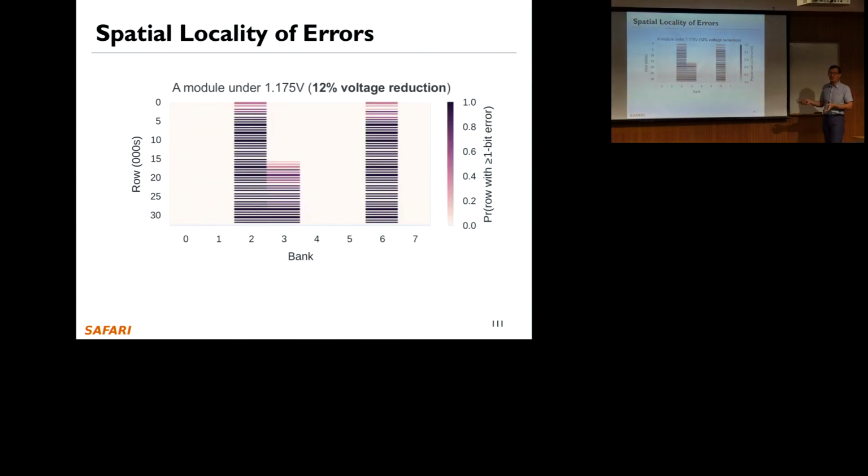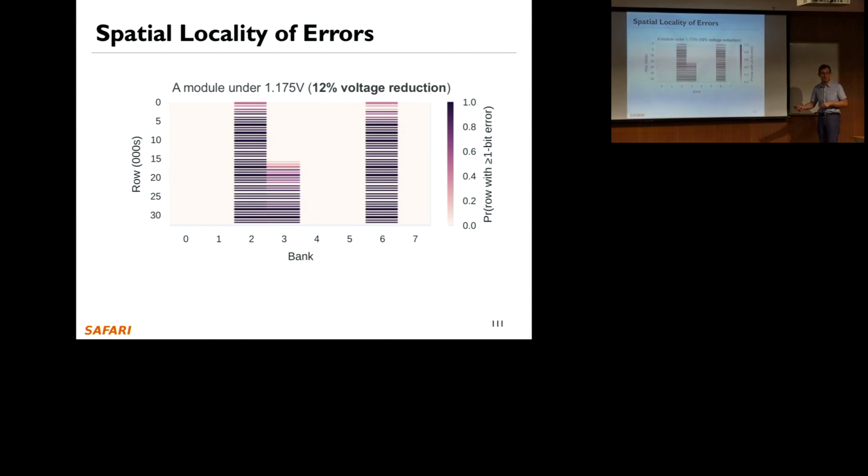OK, so there's spatial locality of errors here also. For example, some banks are actually much worse, whereas some other banks have no errors. This is interesting. Basically, this is the probability of a row having greater than or equal to 1 bit error. As you can see, there are some banks in the same chip that have no errors, but some banks have errors. And even within the bank, not all rows have errors.